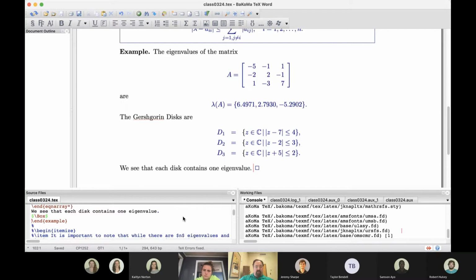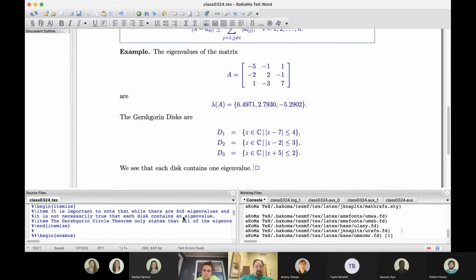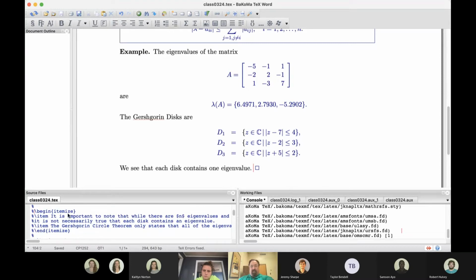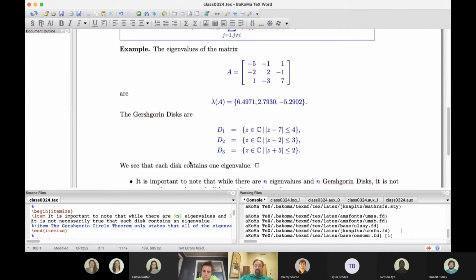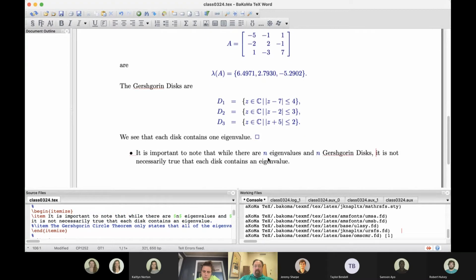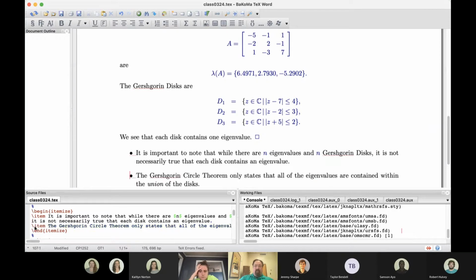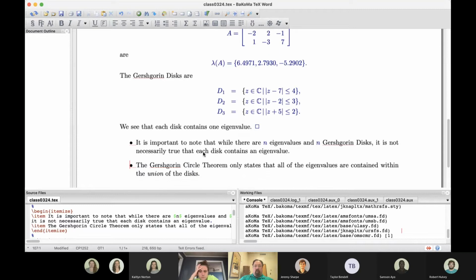Now, one thing I want to point out about the theorem, because this is a natural misinterpretation of it. You have n eigenvalues, including repeated ones, and you have n disks. It does not mean each disk contains an eigenvalue. If you look at the wording, the theorem states that all the eigenvalues lie within the union of the disks. So there's not this one-to-one correspondence.